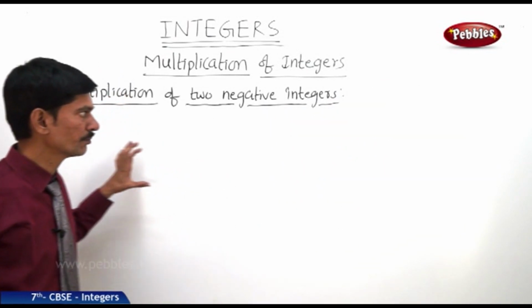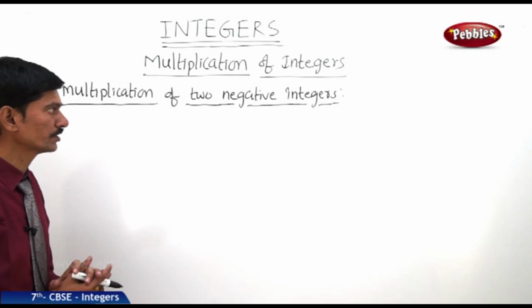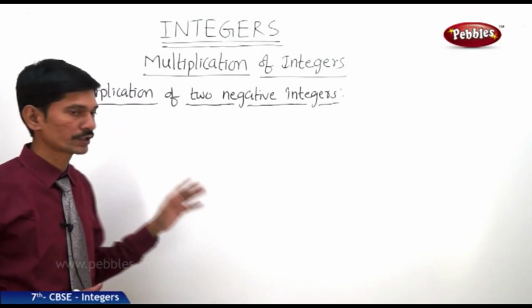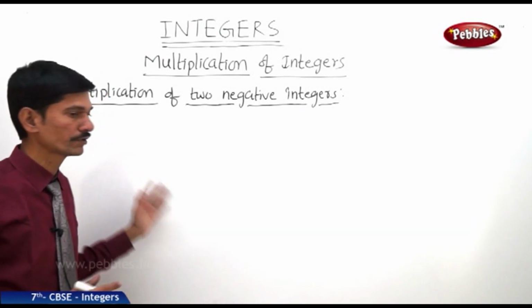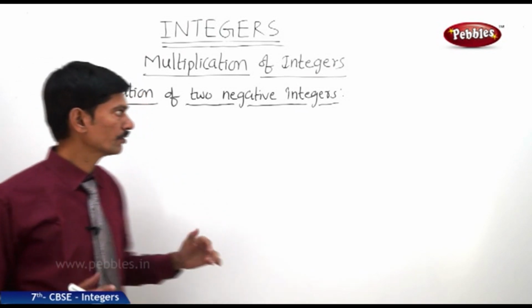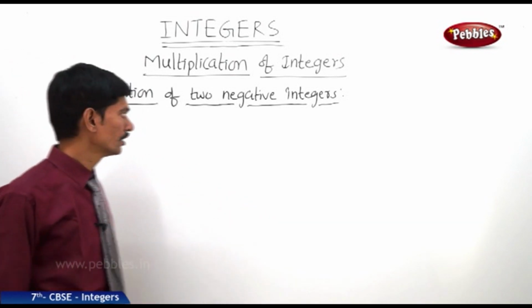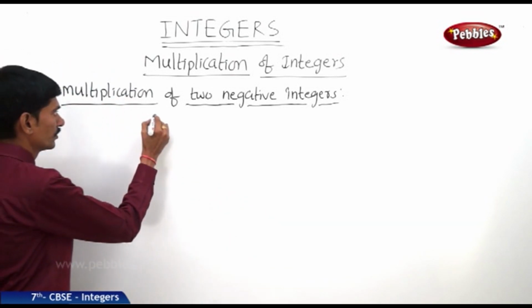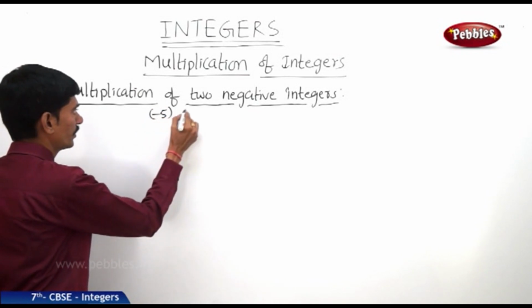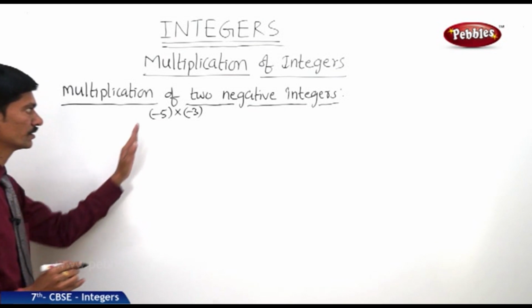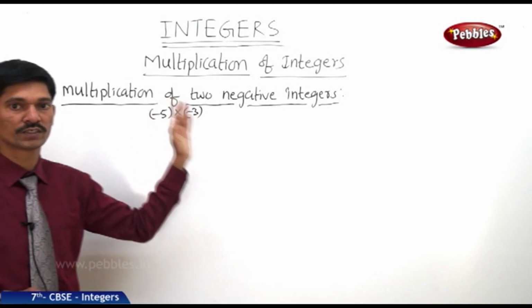So far we have seen the multiplication of two positive integers, multiplying a positive integer with a negative integer, and multiplying a negative integer with a positive integer. Now let us see the multiplication of two negative integers, meaning how to multiply minus 5 and minus 3. What is the product of the two negative integers minus 5 and minus 3?